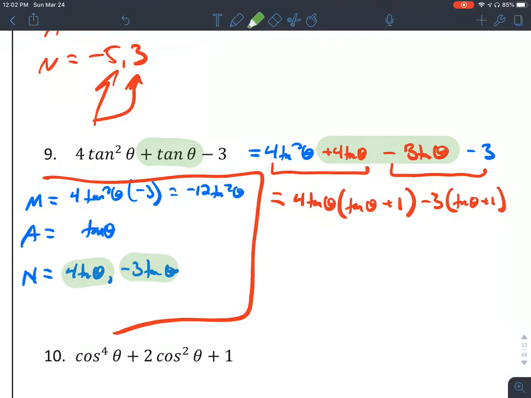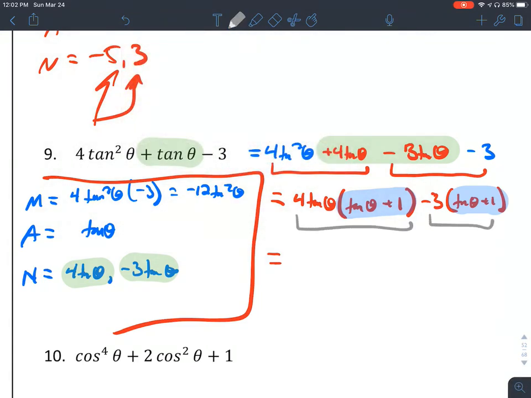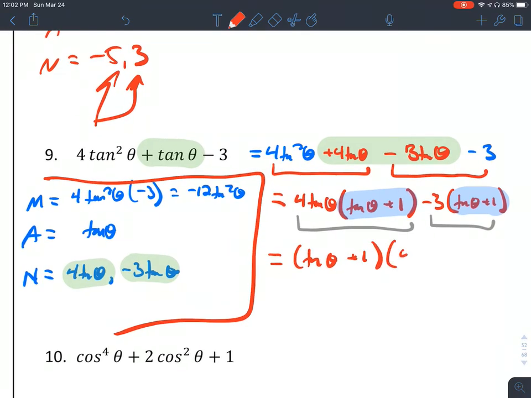What will happen every time you do this correctly, assuming that it factors, is that these two binomials are going to be the same. So looking at what we have left, this is one term, this is one term. What factors do those terms have in common? They have the binomial, tangent of theta plus 1. Factor that out to the front. What are we left with? 4 tangent of theta minus 3. That is the fully factored version of number 9.